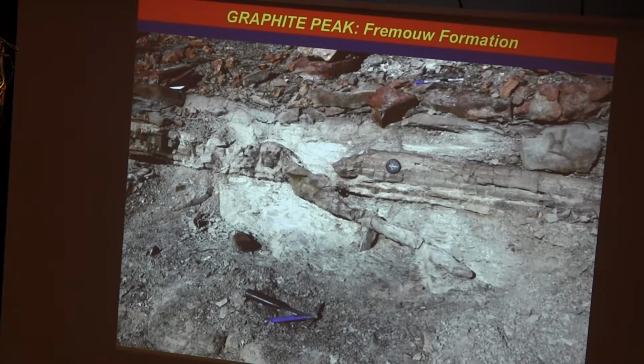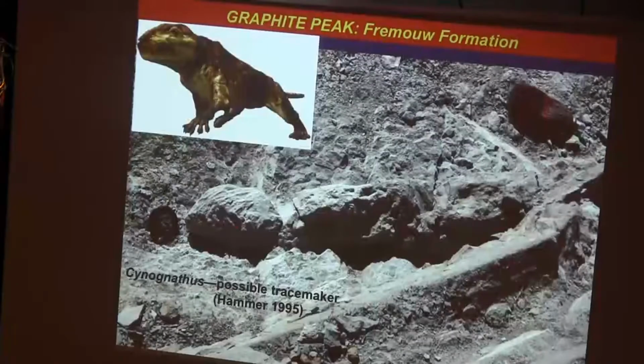And so this is the side view. Here's the top view. You can see the same sorts of scratch patterns made by this. And this is the terminus of the burrow. And there's that lens cap for scale. So this thing at its widest bit is about 14 centimeters. It's possibly made by Cyanognathes.